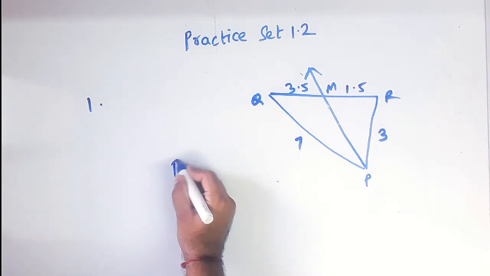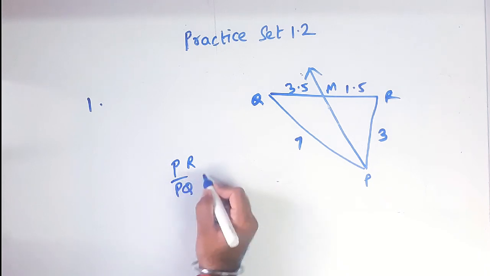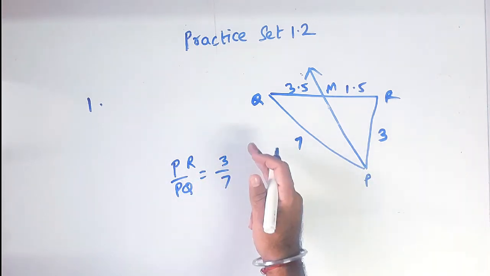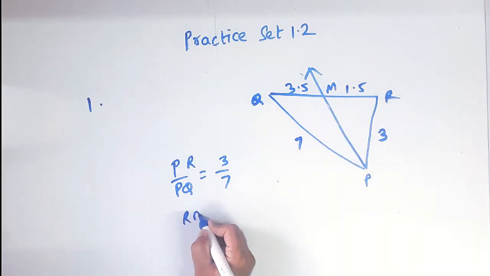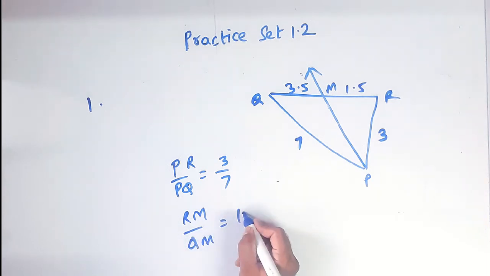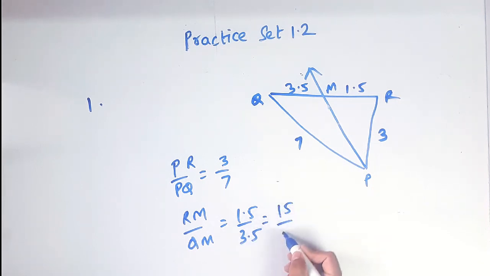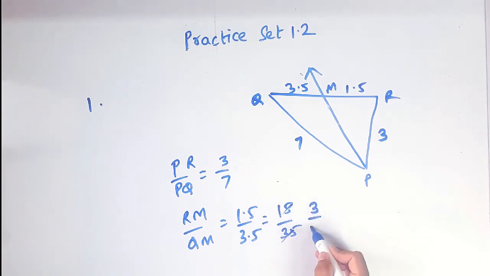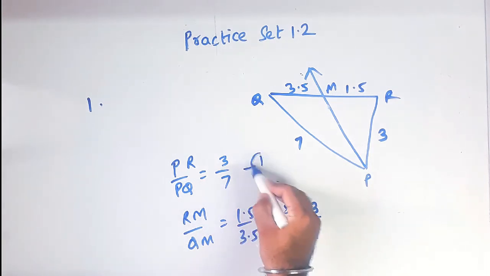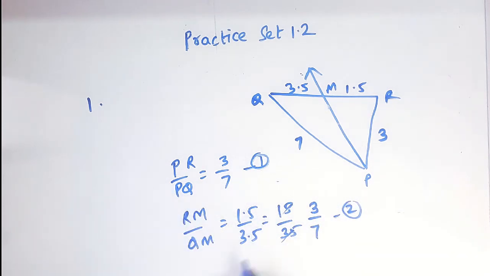This is PR upon PQ. I am getting 3 upon 7. Okay, and because I started with PR, I'll take RM upon QM, that is 1.5 upon 3.5. Now I don't want this decimal point, so this will become 15 upon 35. Why? Because I multiplied this with 10. Now this becomes 5 threes and 5 sevens. So you can see this is also 3 upon 7, this is also 3 upon 7.